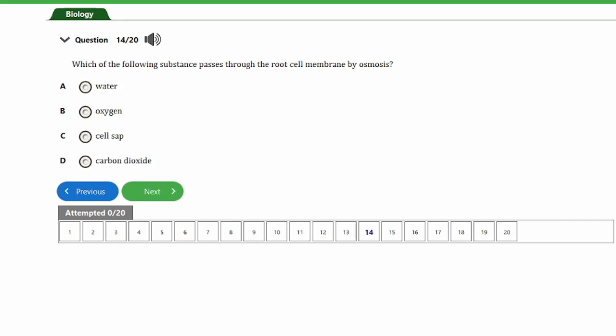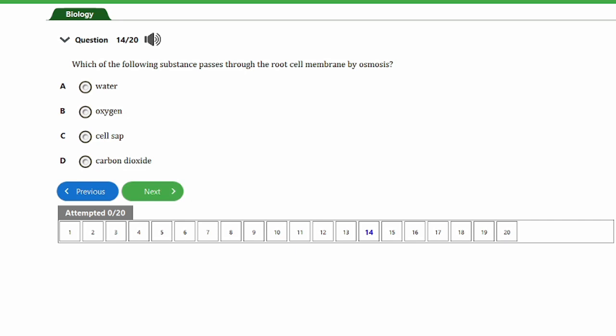So let's consider the next question, guys. Question number 14. It says, which of the following substance passes through the root cell membrane by osmosis? A, water. B, oxygen. C, cell sap. D, carbon dioxide. So guys, the answer to this question is option A, and that's water.